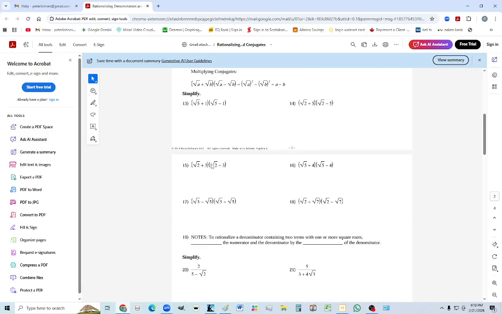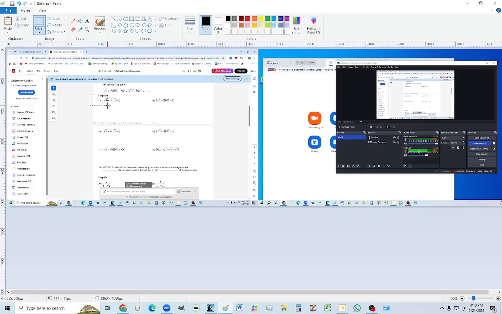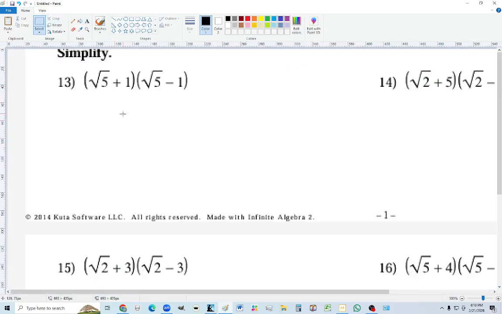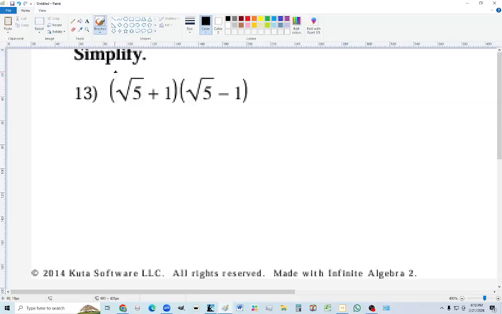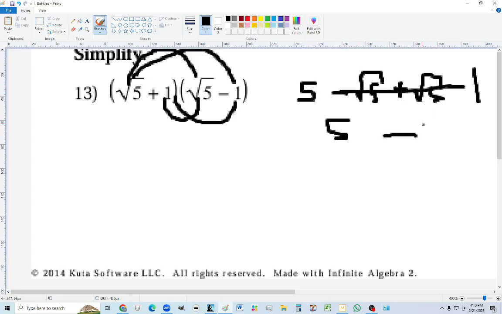Now they're trying to teach you the difference of 2 squares, of what happens when you multiply 2 things with opposite signs. They're trying to get you used to it so that you understand how to solve problems later on. Well, you quickly learn that square root of 5 times square root of 5 is 5. Square root of 5 times minus 1 is negative square root of 5. 1 times square root of 5 is plus square root of 5. And 1 times minus 1 is minus 1. You're ending up with 5 because these cancel, minus 1, which is 4.